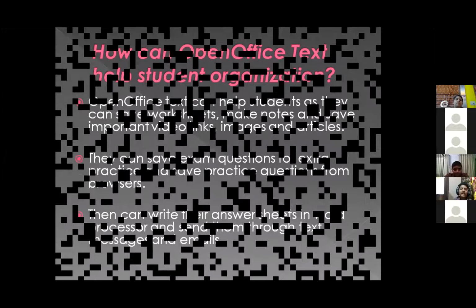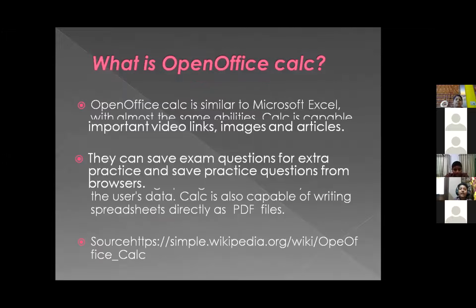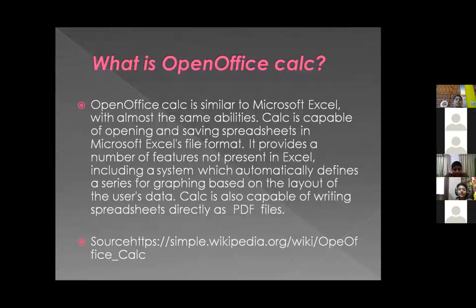What is OpenOffice Calc? OpenOffice Calc is similar to Microsoft Excel with almost the same abilities. Calc is capable of opening and saving spreadsheets in Microsoft Excel's format. It provides a number of features not present in Excel, including a system which automatically defines a series for graphing based on the layout of users' data. Calc is also capable of writing spreadsheets directly as PDF files.